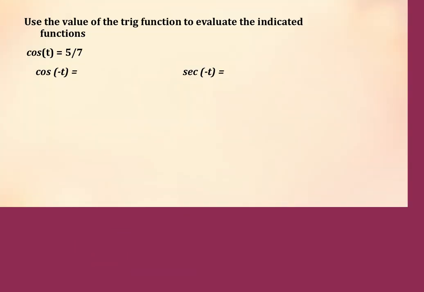All right, then came your even and odd. Remember the two functions that are even are what? Cosine and its reciprocal function, secant. Those are the ones that don't change sign when the angle changes sign. So in this case, even though it said cosine of t is 5/7, cosine of negative t is still 5/7. And then to get the reciprocal, it's just 7/5. If it's sine, cosecant, tangent, or cotangent, we change the sign. So if I had instead said sine of t was 5/7, what would be sine of negative t? Negative 5/7.